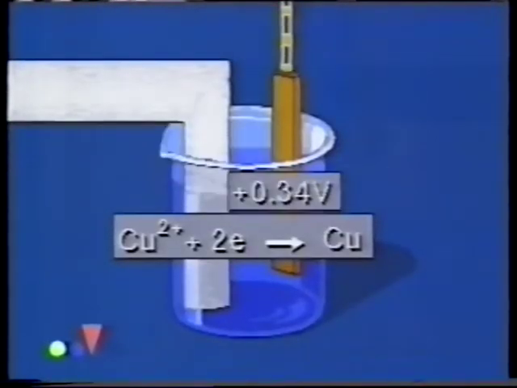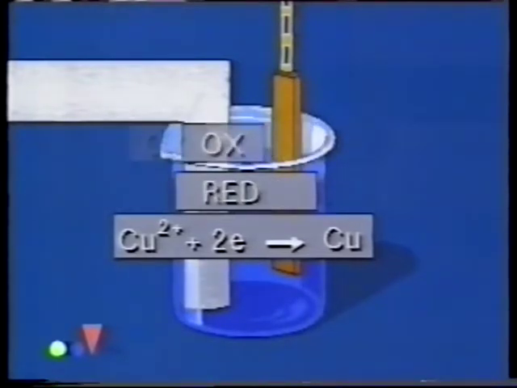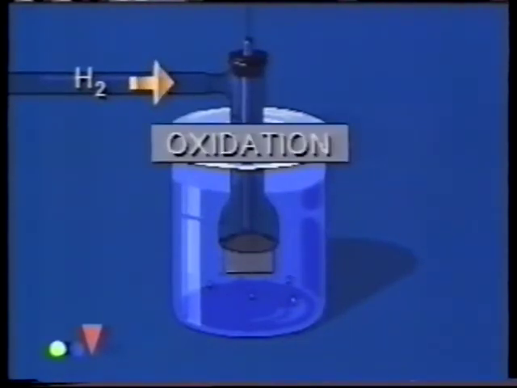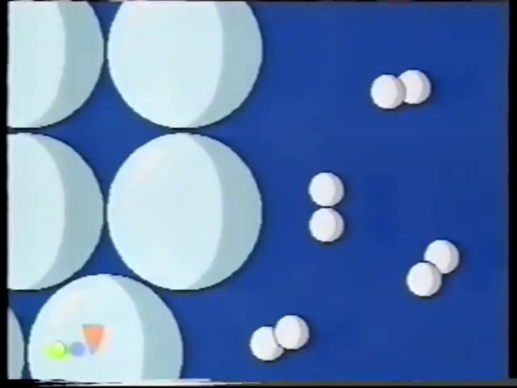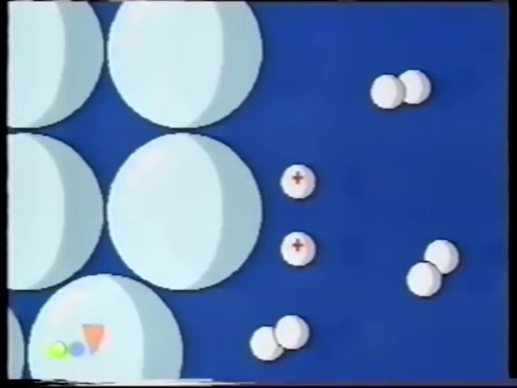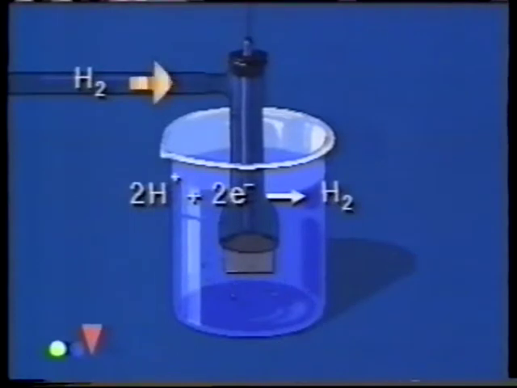The half-cell potential of the copper reaction is 0.34 volts, greater than the standard hydrogen. The gain of electrons makes this a reduction reaction. Since the complete reaction is a redox reaction, over in the other half cell, the hydrogen reaction must be an oxidation reaction. Hydrogen atoms must lose electrons to form hydrogen ions. But the equation we originally wrote, in which hydrogen ions gain electrons to produce hydrogen, is a reduction reaction.